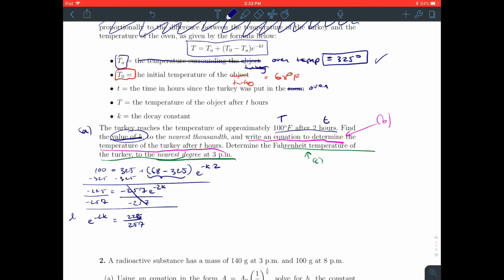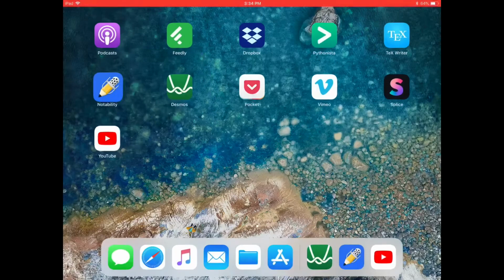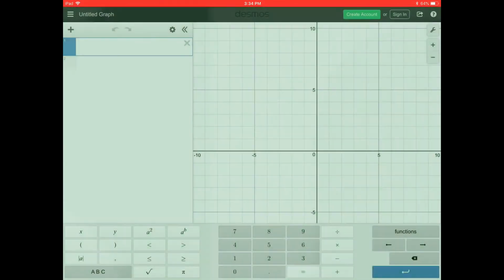Next up, to cancel out e, we do ln on both sides. You could have done this part on your calculator, but again, I'm going to hold off because I don't want to keep switching. So we get negative 2k equals ln of 225 divided by 257. The final step to solve for k is to divide by negative 2 on both sides. Thus we get k equals the result of this calculation. So let's pop over to Desmos and do it.